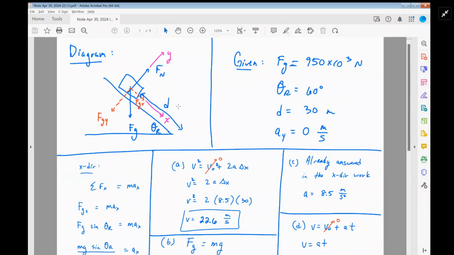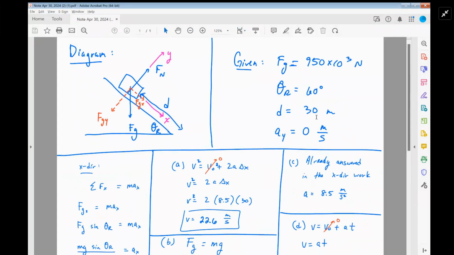Our distance is here given. The ramp angle is there. The only two forces are the force of gravity and the normal force, because we're not told anything about friction here. So the assumption is that the surface must be frictionless, or else you'd have to be given more information about the coefficient of friction. So I've also shown the weight broken into the y and the x components in dotted red lines there. And then I've listed the givens on the right side of the screen so you can see them.